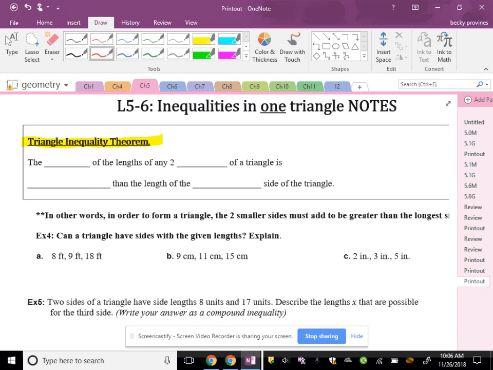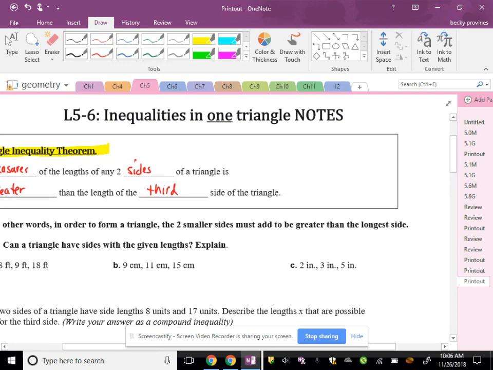The measures of the lengths of any two sides of a triangle is greater than the length of the third side of the triangle. So, well, here's what's happening.